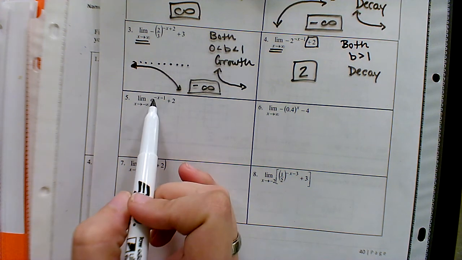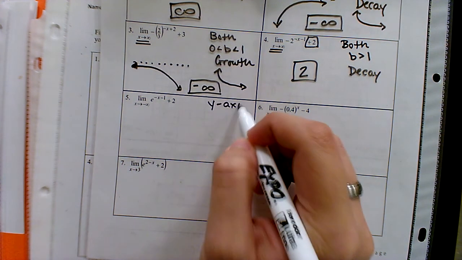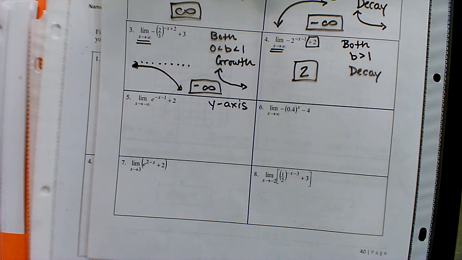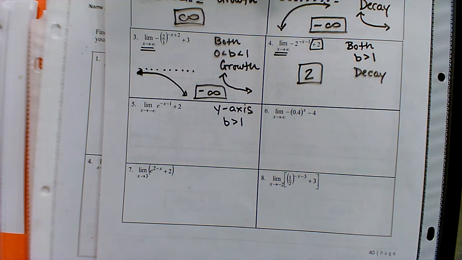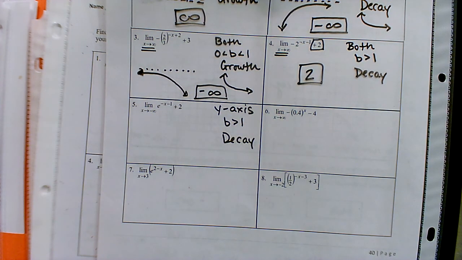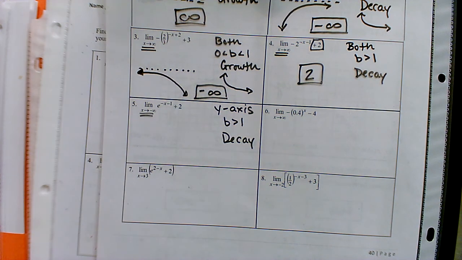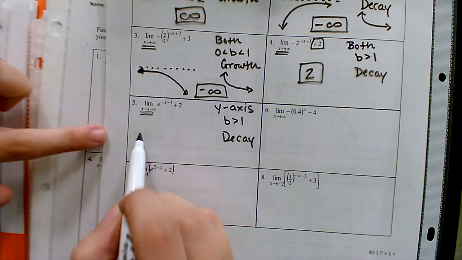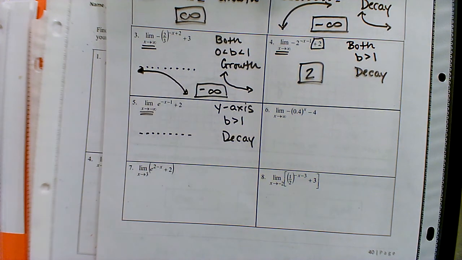All right, let's try the next one. We have a negative in the exponent. So that's a y-axis reflection. Our base is e, 2.718, so that's bigger than 1. Growth or decay? Yeah, decay. So as we go towards the right, we should approach the asymptote, but the limit is asking us about the left. So that's either going to be positive or negative infinity. Let's try to figure out which one it is.